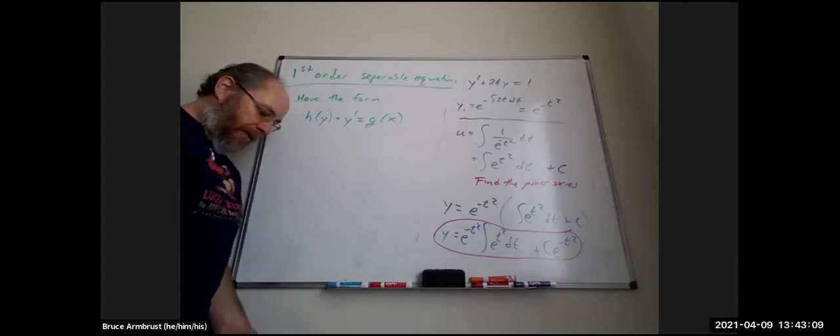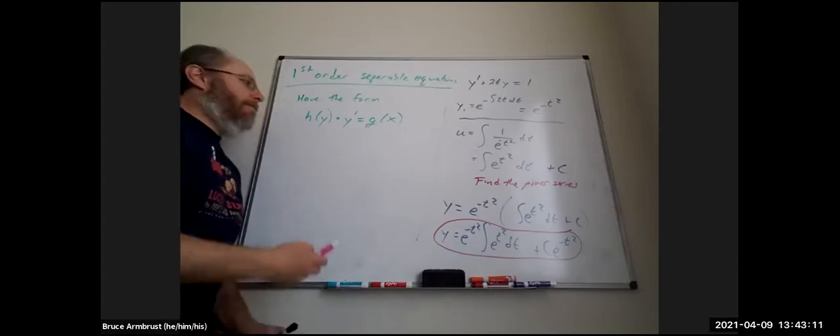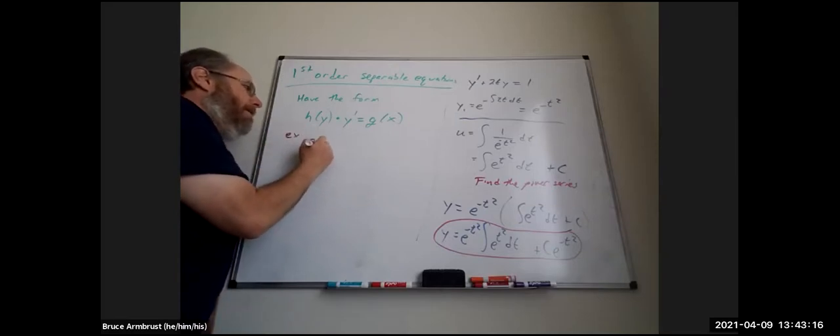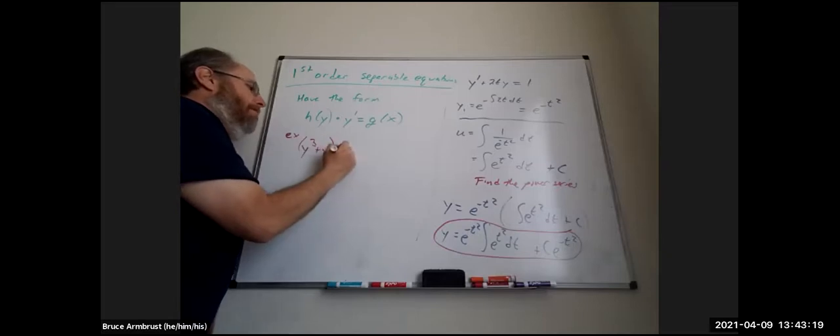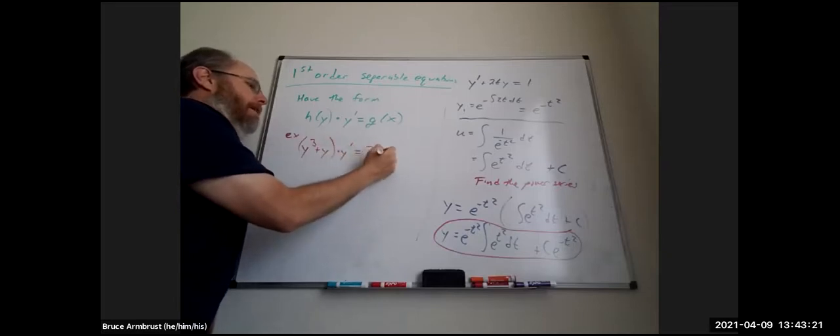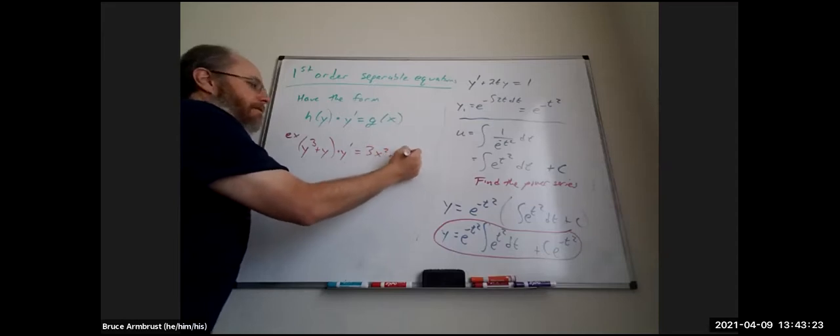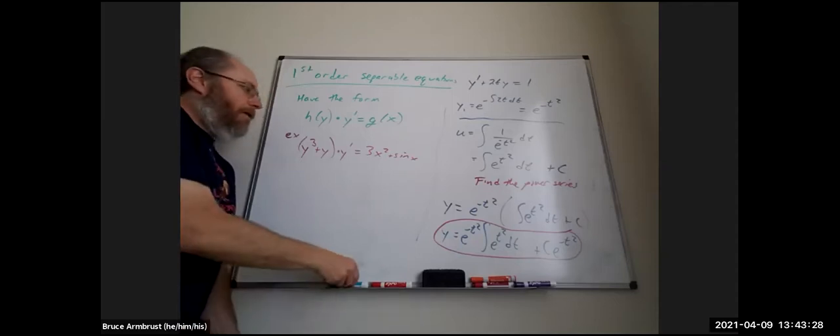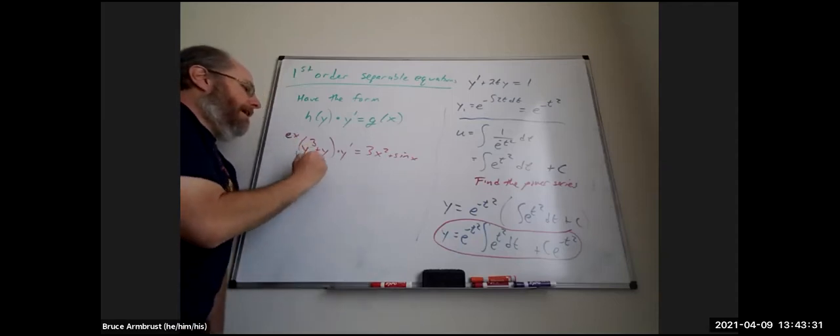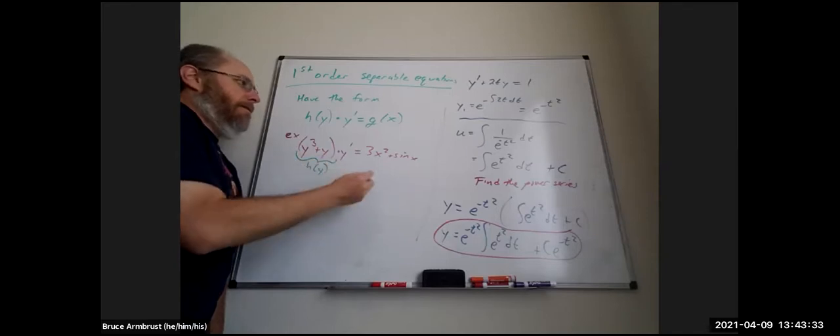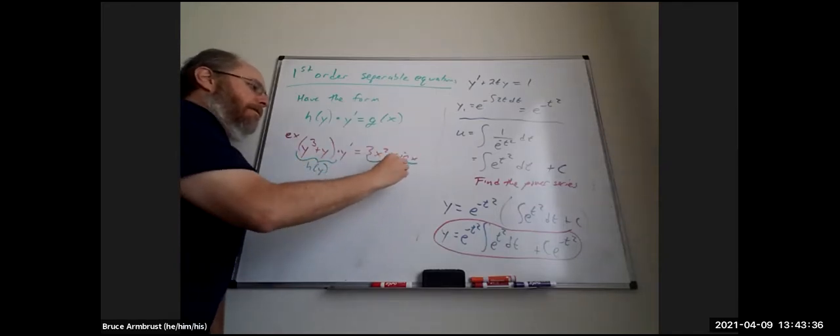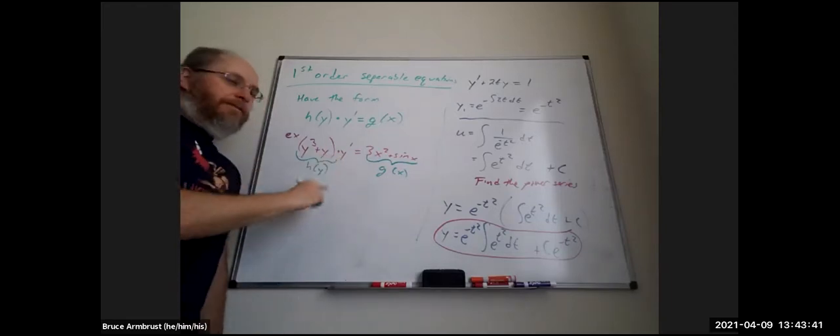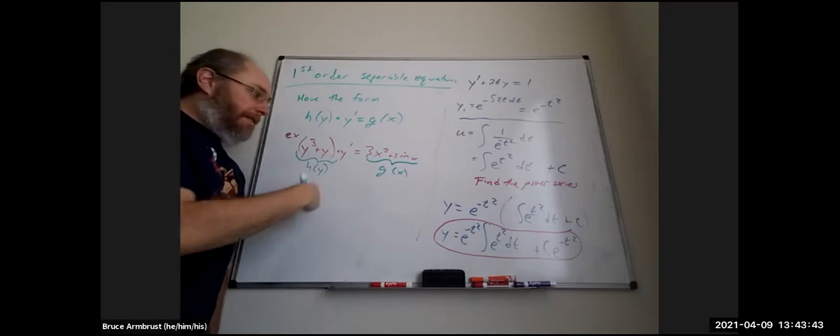And sometimes you'll have it exactly in that form. So for example, we could have y cubed plus y times y prime equals 3x squared plus sine of x. Right, so here's an example of one that's in exactly that form. So this right here is your h of y, and this is your g of x. So when it's already in this form, it's pretty clear. It's pretty easy to see.